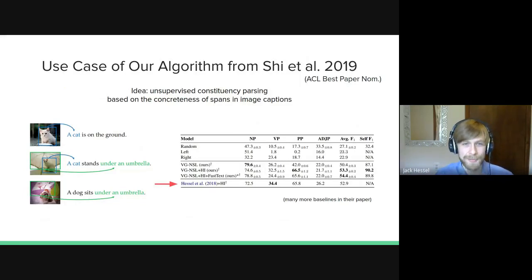I don't have time to get into the details for this particular paper, but the idea is that our concreteness scores offer a nice baseline for unsupervised constituency parsing. The task is you're handed an image and a sentence, and without any training data, you are to make a parse tree of that sentence. It turns out that a greedy clustering metric in terms of spans of concrete words works quite well for this task. So people are starting to do all sorts of very cool things with these concreteness scores.